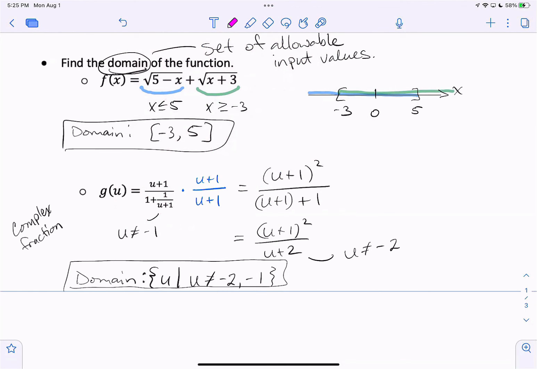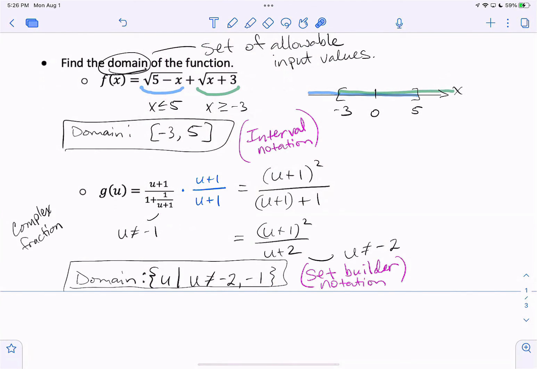Just as a reminder of some math terminology: in the first example, we wrote the domain down using interval notation. That's a valid way to represent a set of numbers, well, a continuous set of numbers. In the second example, I used what we call set builder notation. The curly braces indicate the set of, and then we wrote the variable under consideration, u. If this was an f of x, I would have put x here. The vertical line means such that. And so these mathematical symbols in English are the set of u such that u does not equal -2 or -1.